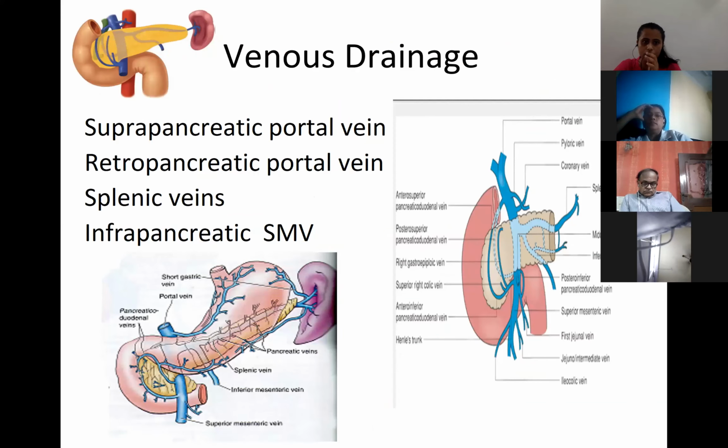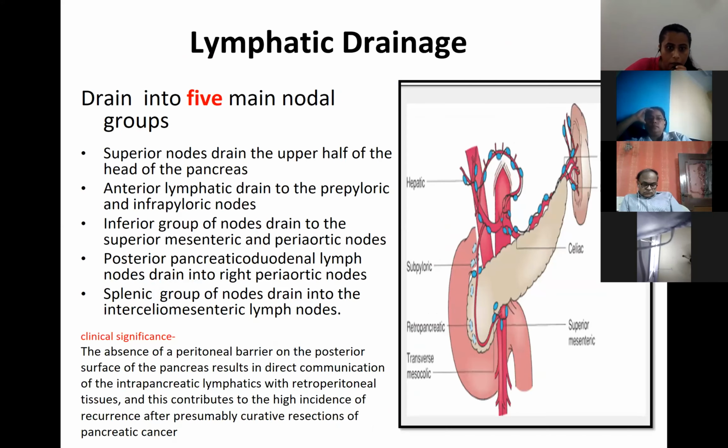Then comes the venous drainage, which is via the suprapancreatic portal vein, retropancreatic portal vein, splenic veins, and infrapancreatic superior mesenteric veins. Now, lymphatic drainage is divided into 5 main groups: superior nodes, which drain the upper half of the head of the pancreas; anterior nodes, which drain to the prepyloric and infrapyloric nodes; inferior nodes, which drain into the superior mesenteric and periaortic nodes; superior pancreaticoduodenal nodes, which drain into the right periaortic nodes; and splenic nodes, which drain into the intercolic mesenteric lymph nodes.